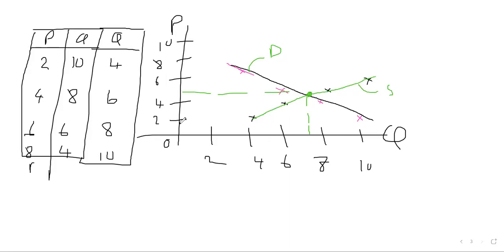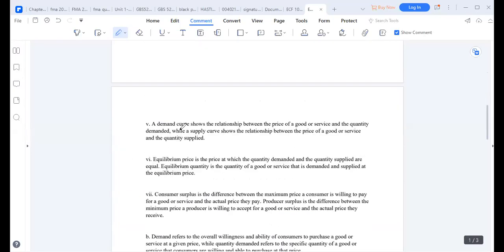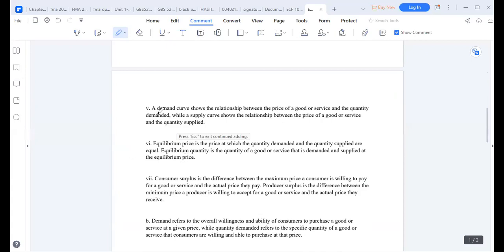So we're also being asked, what is a demand curve? It's a curve that shows the relationship between price and quantity demanded. Also, supply curve is a curve that shows the relationship between the price and the quantity supplied. So I've already shown you that. Then equilibrium is simply a point at which the quantity demanded is equal to the quantity supplied. So this is an equilibrium.